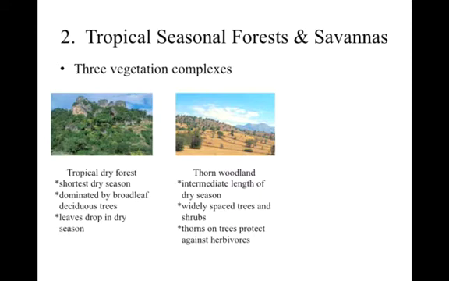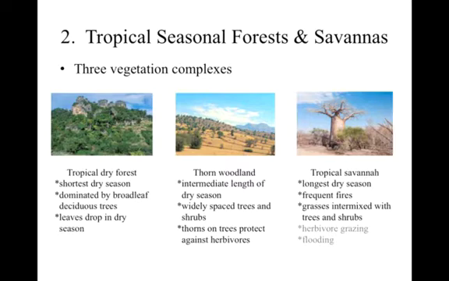I move on to what's known as a thorn woodland, and you can see we've drastically reduced the amount of green vegetative growth there. That's mainly because they have a longer dry season. They have an intermediate length dry season. And so the trees can't crowd in as much. They're much more widely spaced, and they're much more shrubby. They don't quite grow as big. There's a lot of herbivory in thorn woodlands, and so there tend to be thorns on the trees to protect against herbivores, and that's why they're called thorn woodlands.